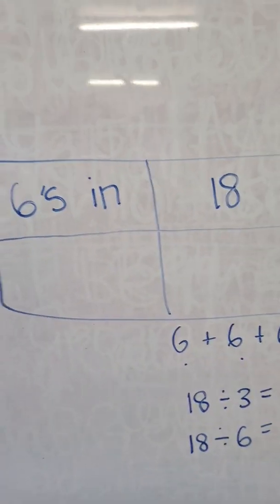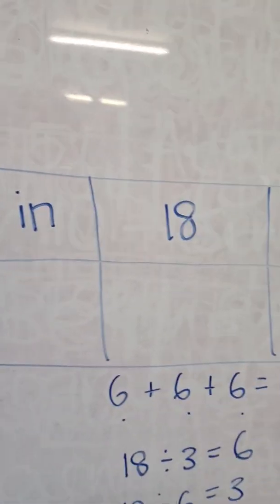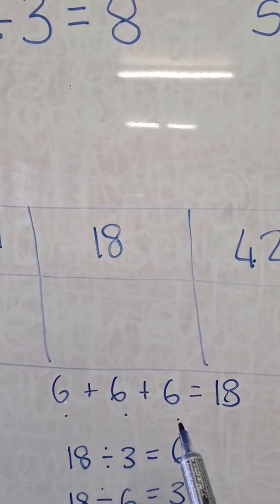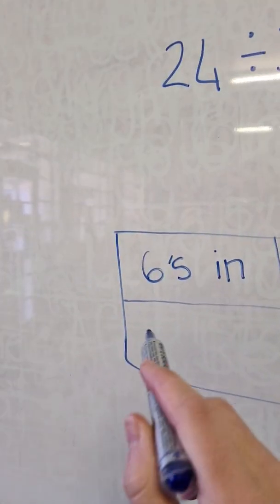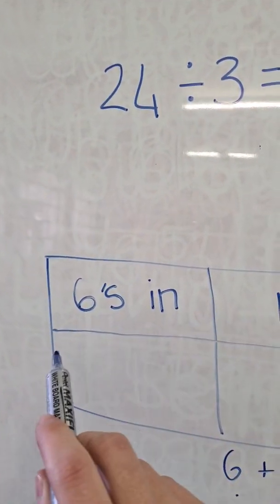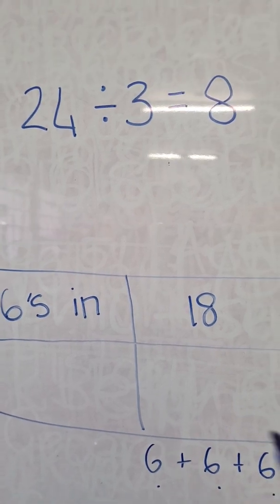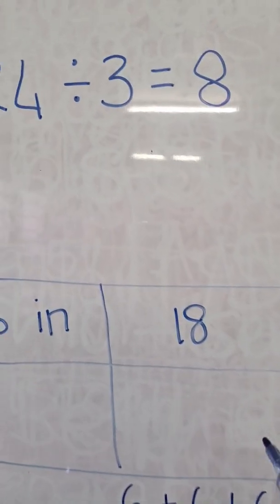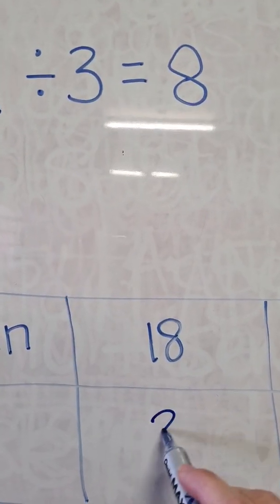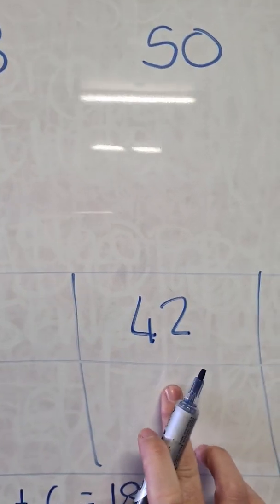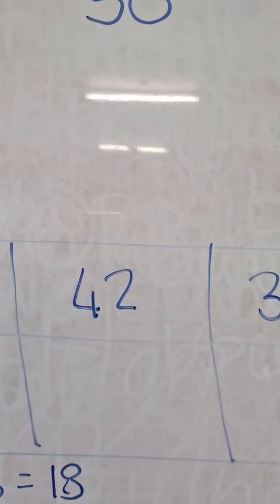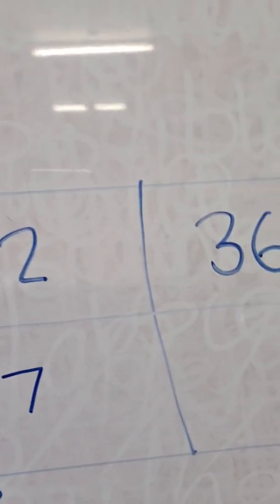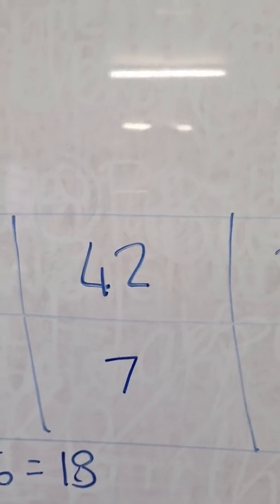So I'm just going to grab my pen. 6s in 18. Okay, so we know that 6 plus 6 plus 6 is 18. And we're basically saying 18 divided by 6, and we see we use 3 6s, so you know 18 divided by 6 is 3. How many 6s in 42? 42 divided by 6 is 7. This is just from knowing your times tables. You know that 6 times 7 is 42.